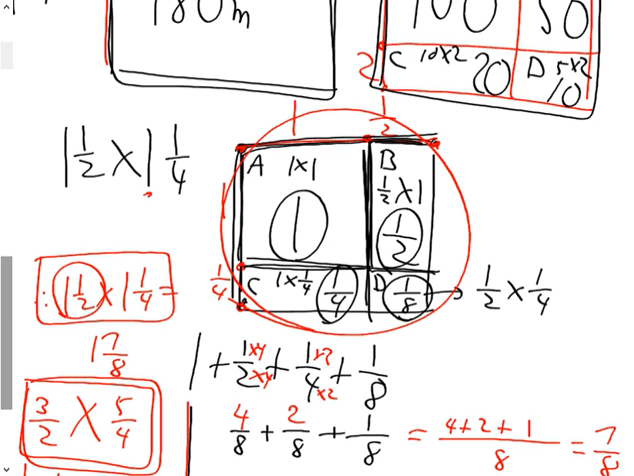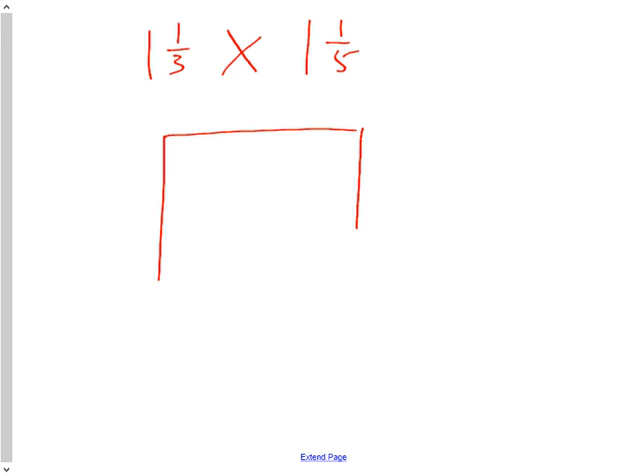Okay? Let's try one more. Let's see how well we do. Let's just try one. Let's go with a simple one. 1 1/3 times, let's go with 1 1/5. So what I'd like you to try and do is draw that with an area model. Okay? I'll even help you draw it. So I want you to make a rectangle. And I want you to cut it into 4 parts, A, B, C, and D.